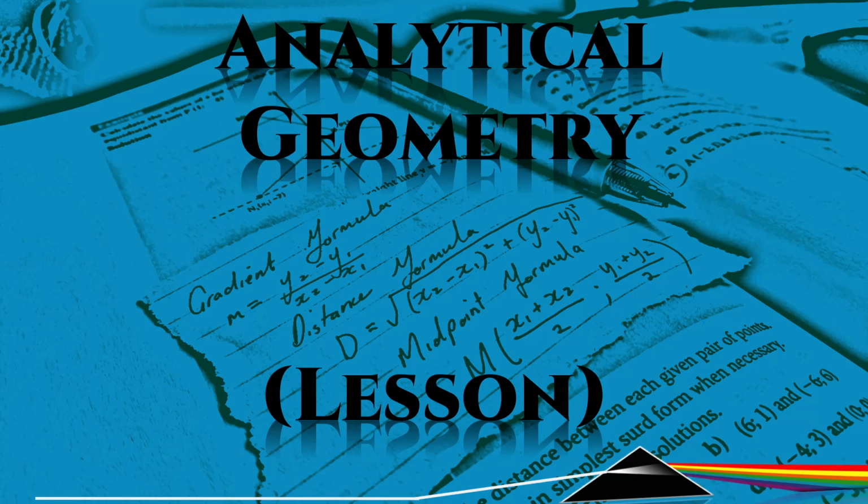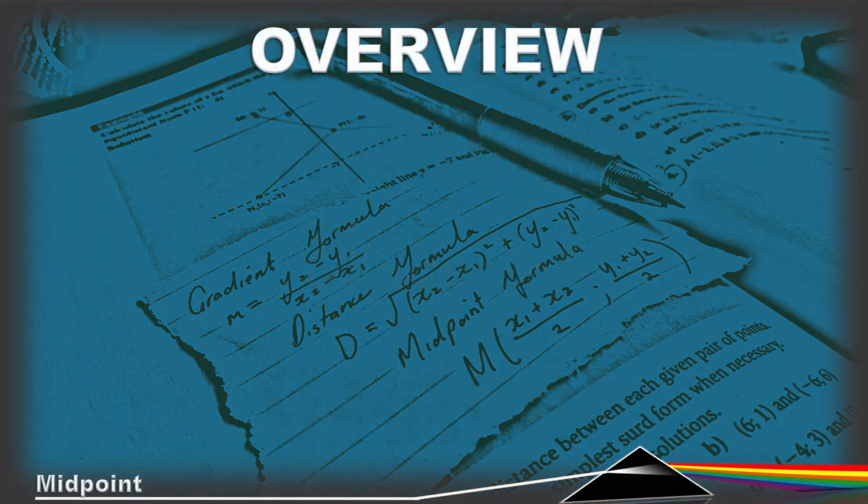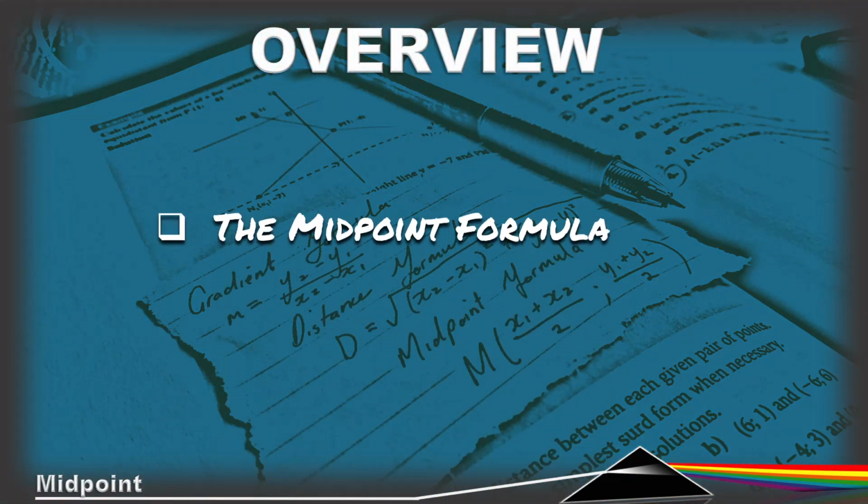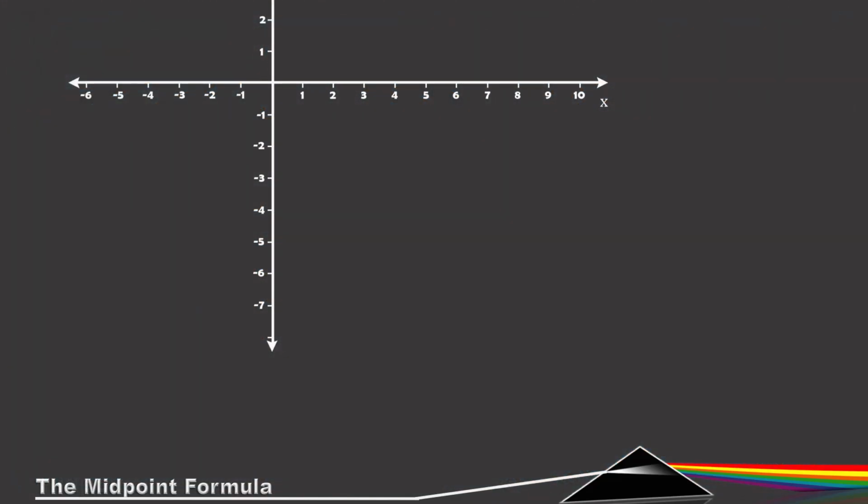In this video lesson on analytical geometry, we are going to look at the midpoint. An overview is we're going to look at the midpoint formula first, and then we're going to look at some examples. To start off, we'll look at a Cartesian plane, and on this Cartesian plane, we'll just put two random points. We're going to name the one point A, with coordinates xa and ya, and then the other point we're going to name B.